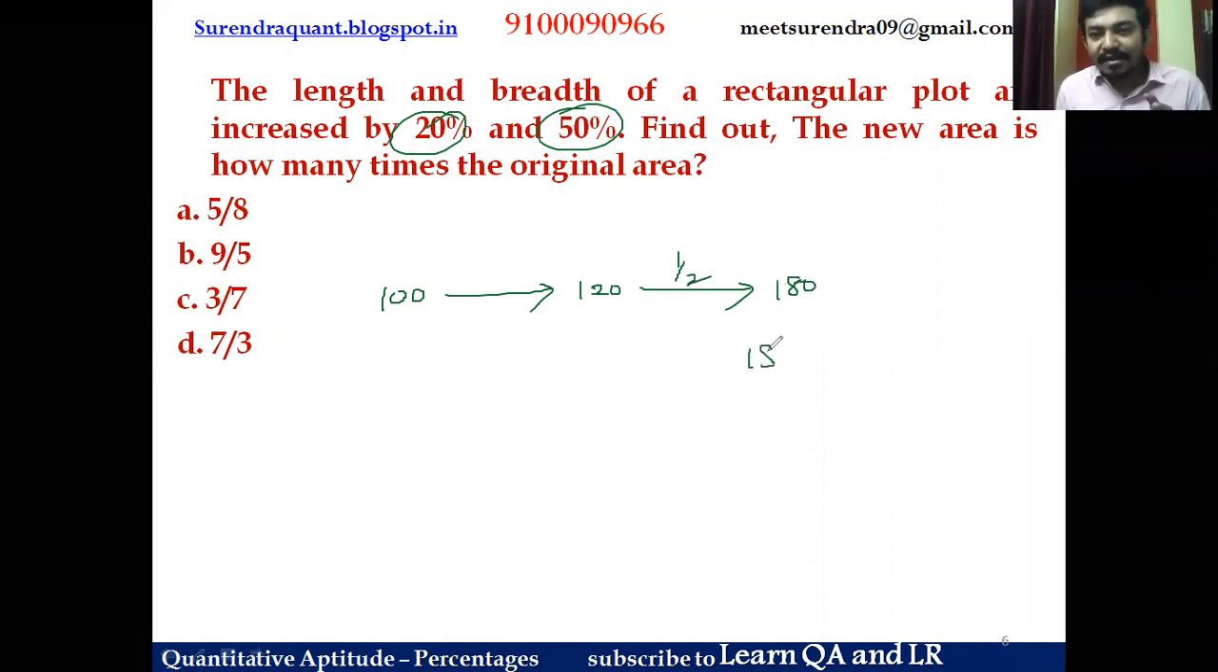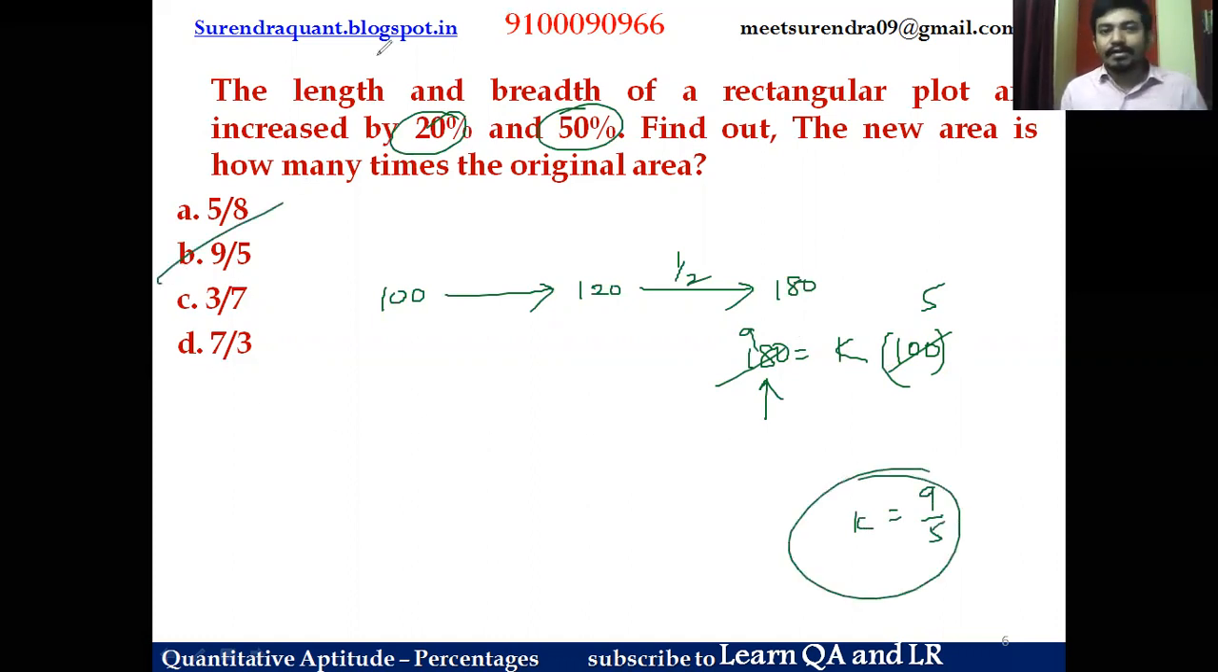Now, the final area is how many times the original area? So the final area is 180. This is how many times? We don't know. Some k times the initial area 100. So 20 goes 5 times, 20 goes 9 times. Simply k equals 9 by 5. Right? Let's move on.